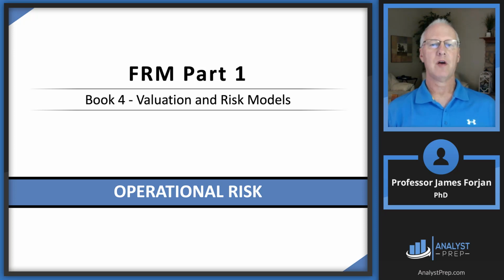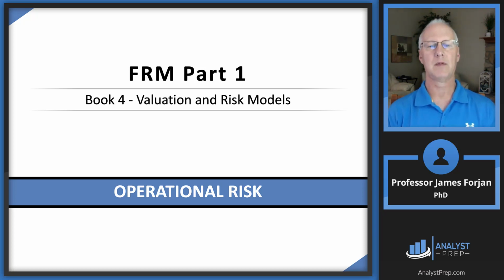This is FRM Part 1, Book 4, Valuation and Risk Models, and the chapter on operational risk. Just a quick review of what a bank does in terms of its operations. Remember that banks essentially do two things. They accept deposits and they make loans.